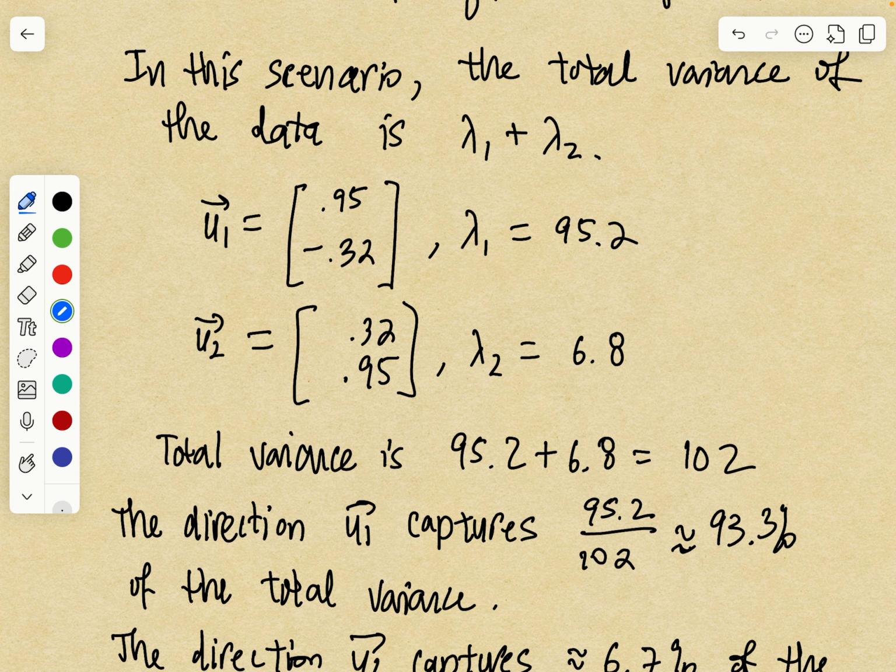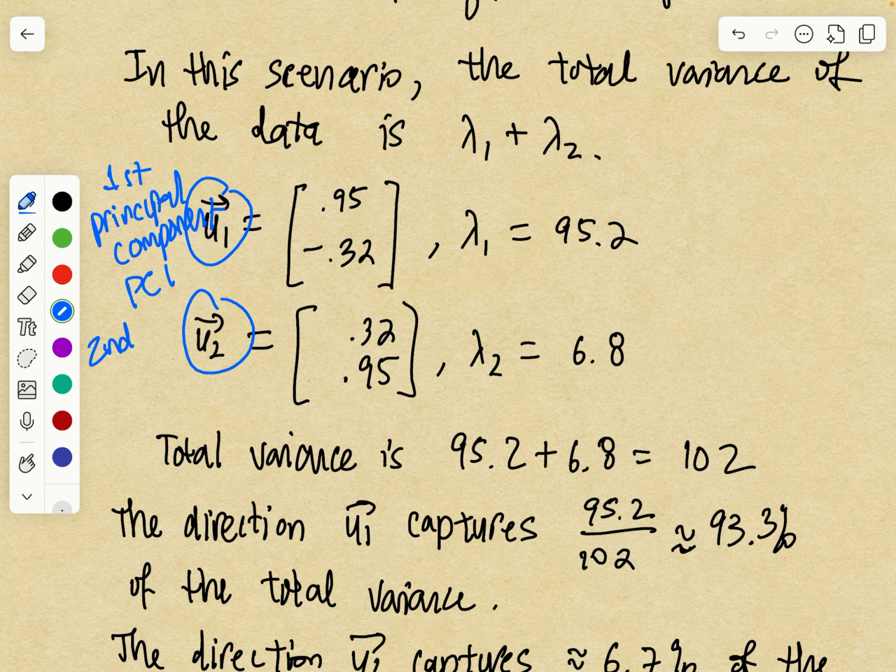So these eigenvectors are called the principal components of the data. So u1 is the first principal component and u2 is the second principal component. I'll call it PC1, and u2 is the second principal component, so that's PC2.